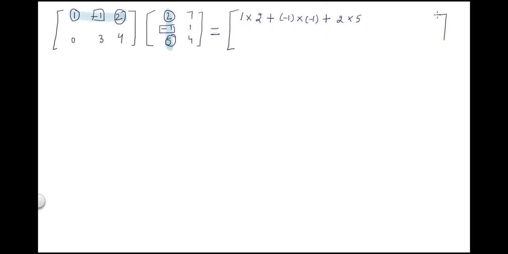Also, just see carefully, the order of this matrix is 2 cross 3. The order of the second matrix is 3 cross 2. So the number of columns and number of rows match, they are the same. So the answer is a 2 cross 2 matrix. That means we will have 4 elements. So the first one I have written, the second, third and fourth will come up here.